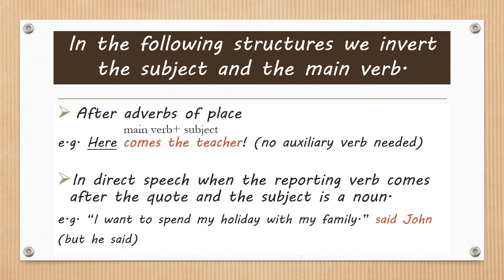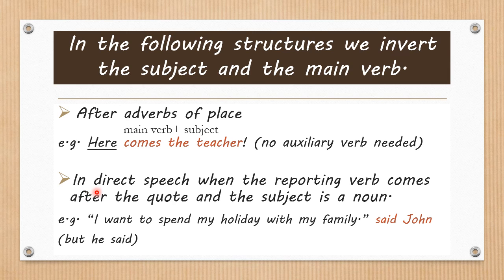Finally, the inversion is used in the following structures when we invert the subject and the main verb. The inversion occurs after adverbs of place. Example, here comes the teacher. Here is the adverb of place. Comes is the main verb, and then the teacher is the subject. In this case, the inversion occurs because the main verb comes before the subject. No auxiliary verb is needed in this case.